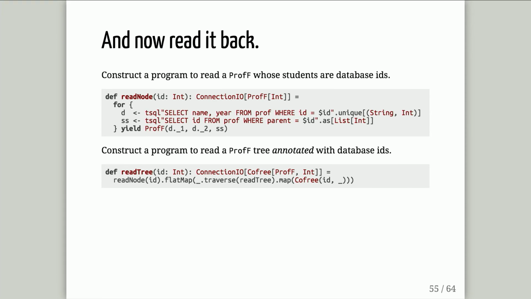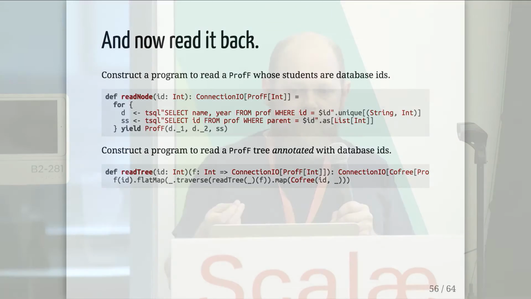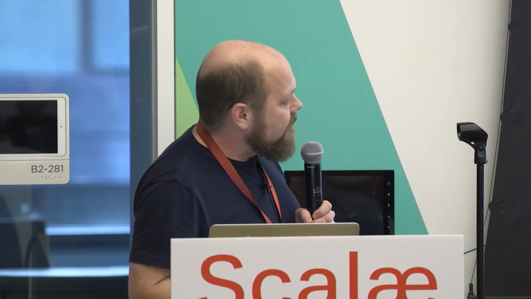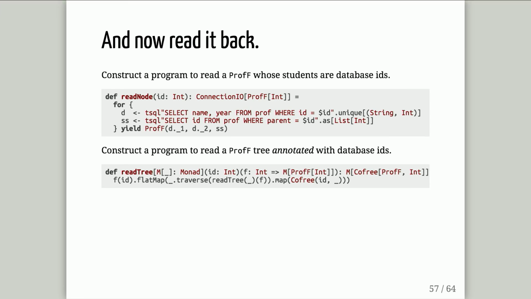Let's factor out the call to read node because that is specific to our problem domain. We'll just pass in some f that gives us an int to a connection IO of profF of int. F gives us a connection IO back, but the only thing we're ever doing with it is calling flat map and then map. So it'll work with any monad, right? We can factor that out. Now we get an m of profF int, but the only thing we're ever doing with profF of int is calling traverse on it. So we can factor out profF, it's just any traversable functor, right? And we've got this int that we're taking, but the only thing we ever do is pass it to f. So we can factor that out too.